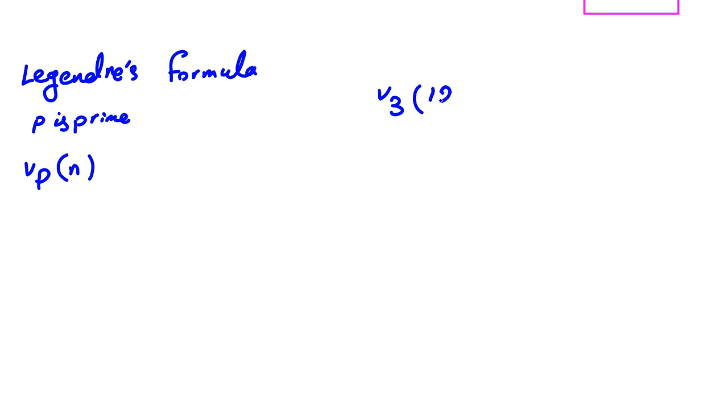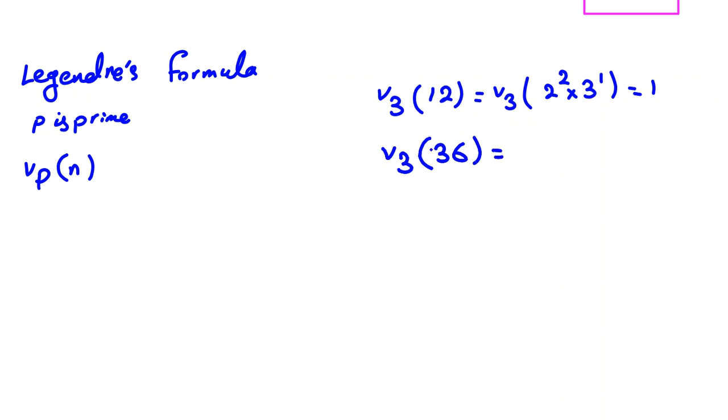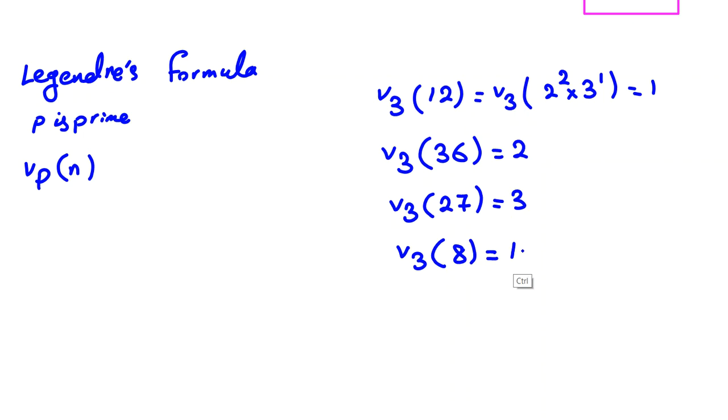For example, V3 of 12. If you prime factorize, we look at the power of 3. It's 2 squared times 3, so the power of 3 is 1. V3 of 36 is 2, because the power of 3 is 2. V3 of 27 is 3. V3 of 8 is 0, because the power of 3 here is 0. It's 2 cubed.